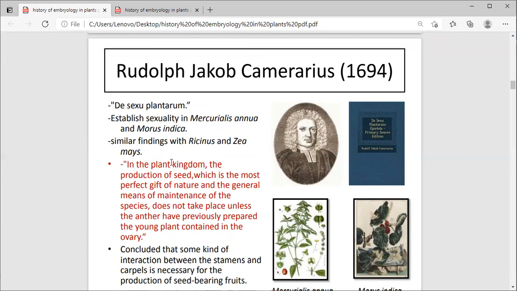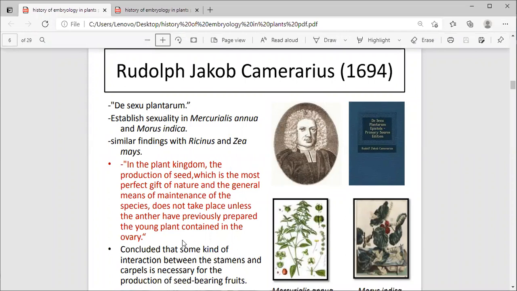He concluded that in the plant kingdom, the production of seed, which is the most perfect gift of nature, and the general means of maintenance of species, do not take place unless anthers have previously prepared the young plant contained in the ovary. So this is the first article written by this scientist. So he gave the importance to the anther, how the seeds are formed. Okay, he can study how the seeds are formed here.